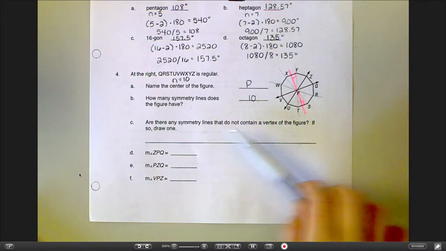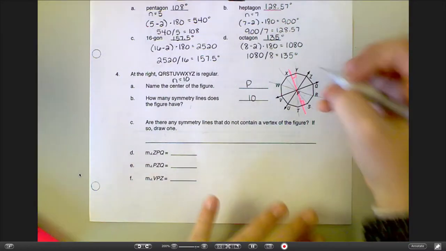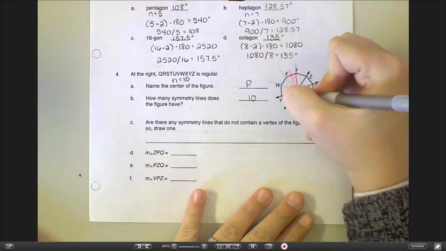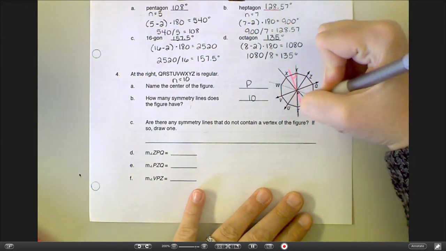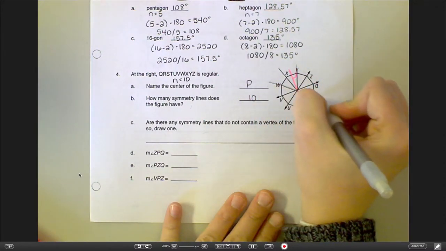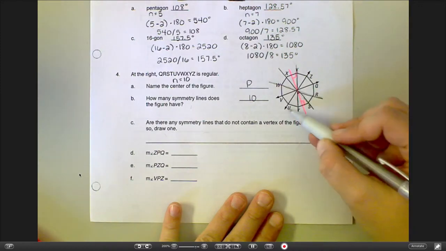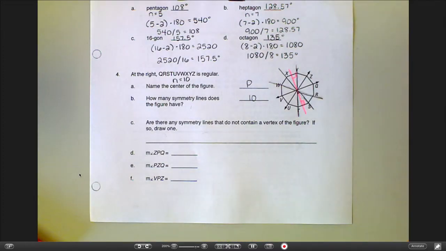So I don't know what I have to draw here, because if so, draw one. I did. I drew that pink line in just now, but now I want you to ignore that pink line to find this next answer. I'm going to draw in my other lines of symmetry, just the ones that go from the vertices. So I'm going to draw in these and these. Is that all of them? And then there's one from W to R. So I only drew in 5 of the 10 lines of symmetry, ignoring the pink line.